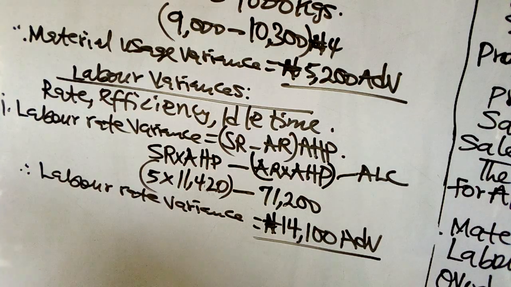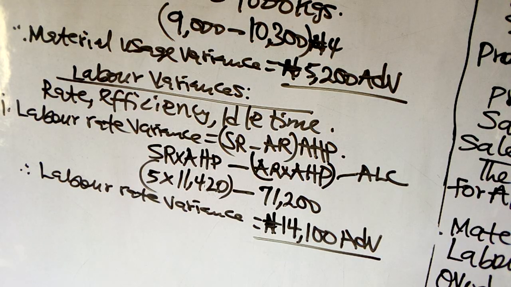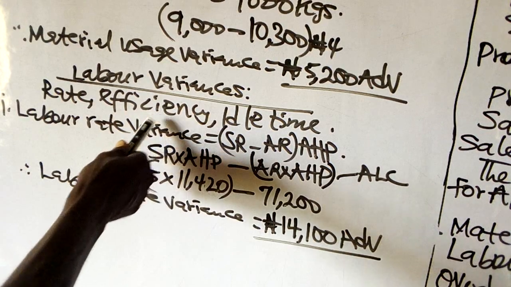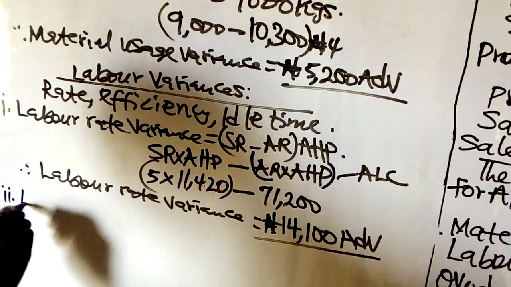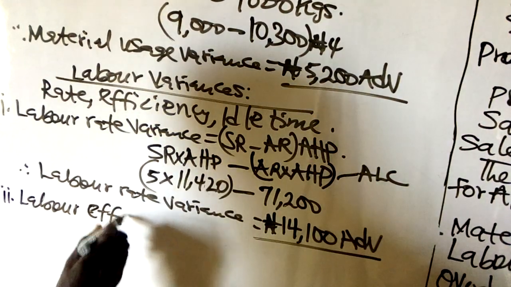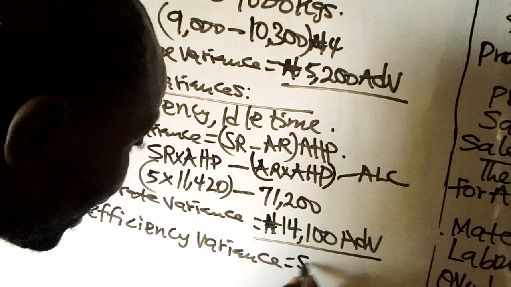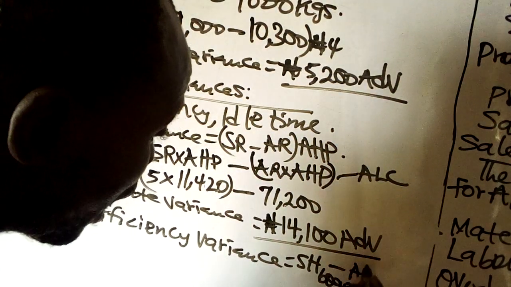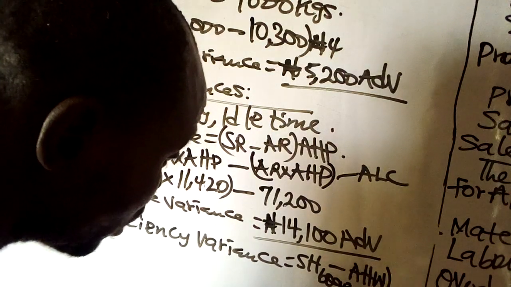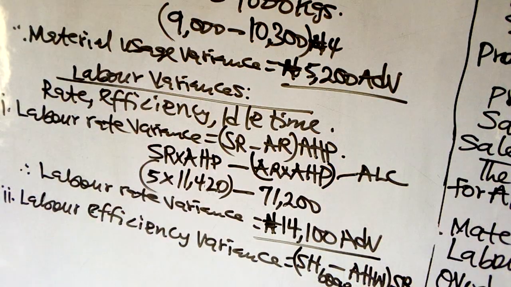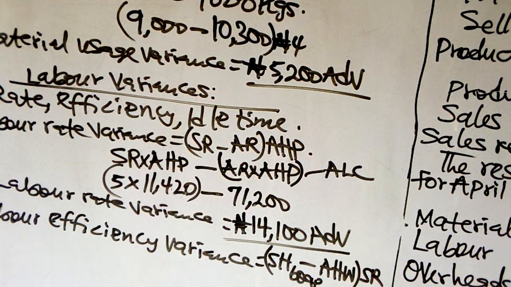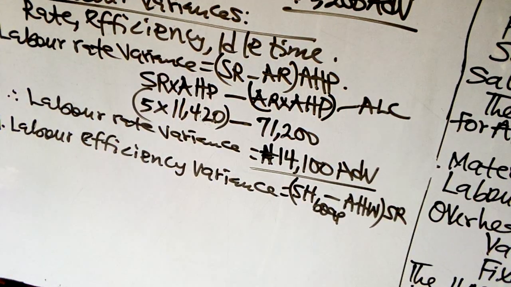The actual exceeds standard, that is labor rate variance. That is 14,100. Then I want to compute the second one, which is labor efficiency variance. Efficiency variance, which is standard hours based on actual production minus actual hours worked, multiplied by the standard rate. That is labor efficiency variance. Standard hours based on actual production minus actual hours worked multiplied by the standard rate.